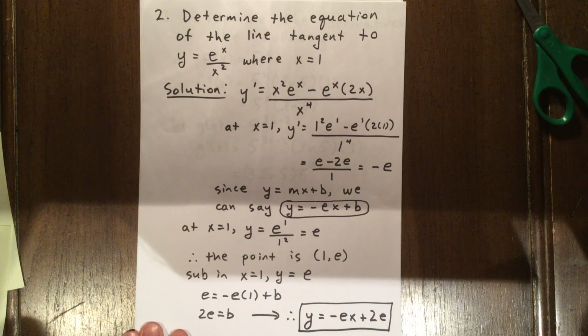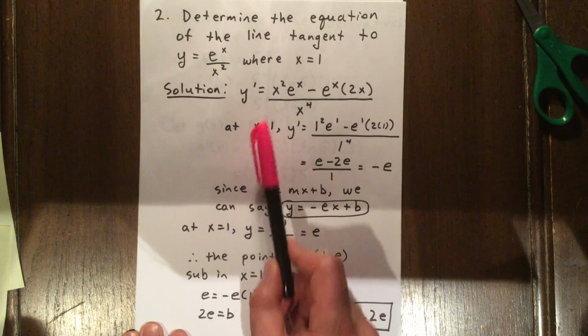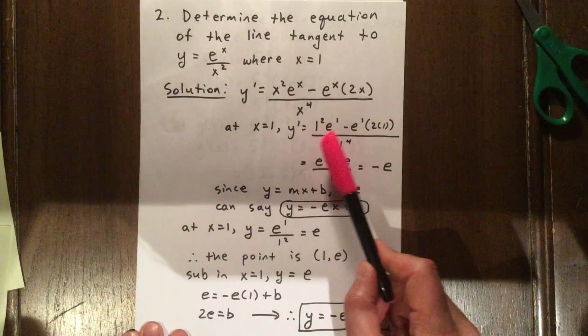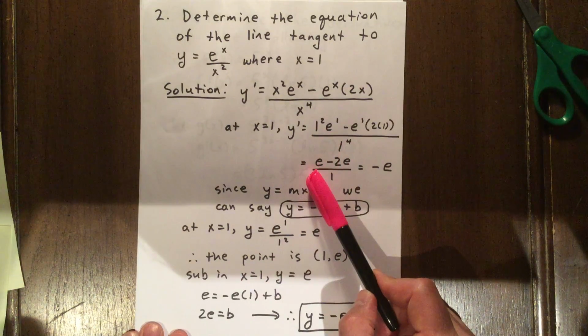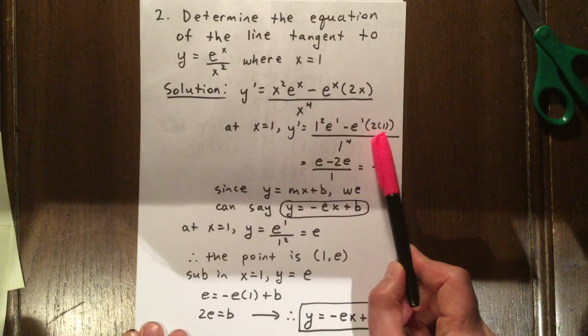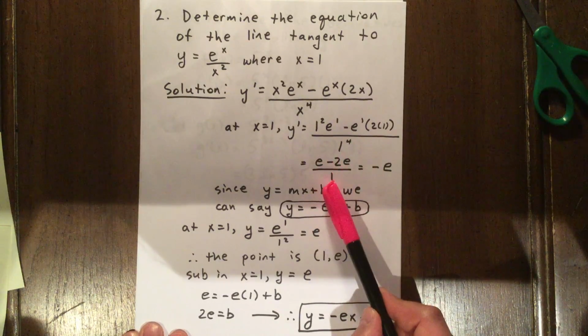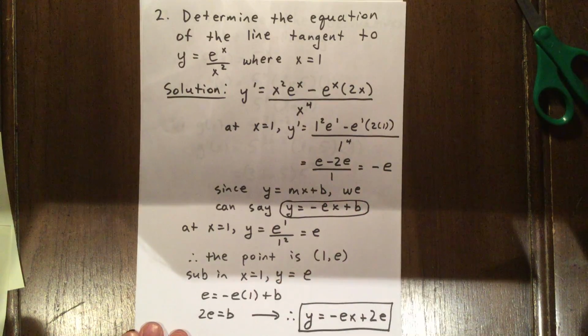Well, we want to know the slope. We now know the derivative. We want to know the value of the slope where x equals 1. So we plug an x value of 1 in here. And we get 1 squared e to the 1, which is e. And we get e to the 1 times 2, which is 2e. And the denominator is 1. E minus 2e over 1 is just negative e.